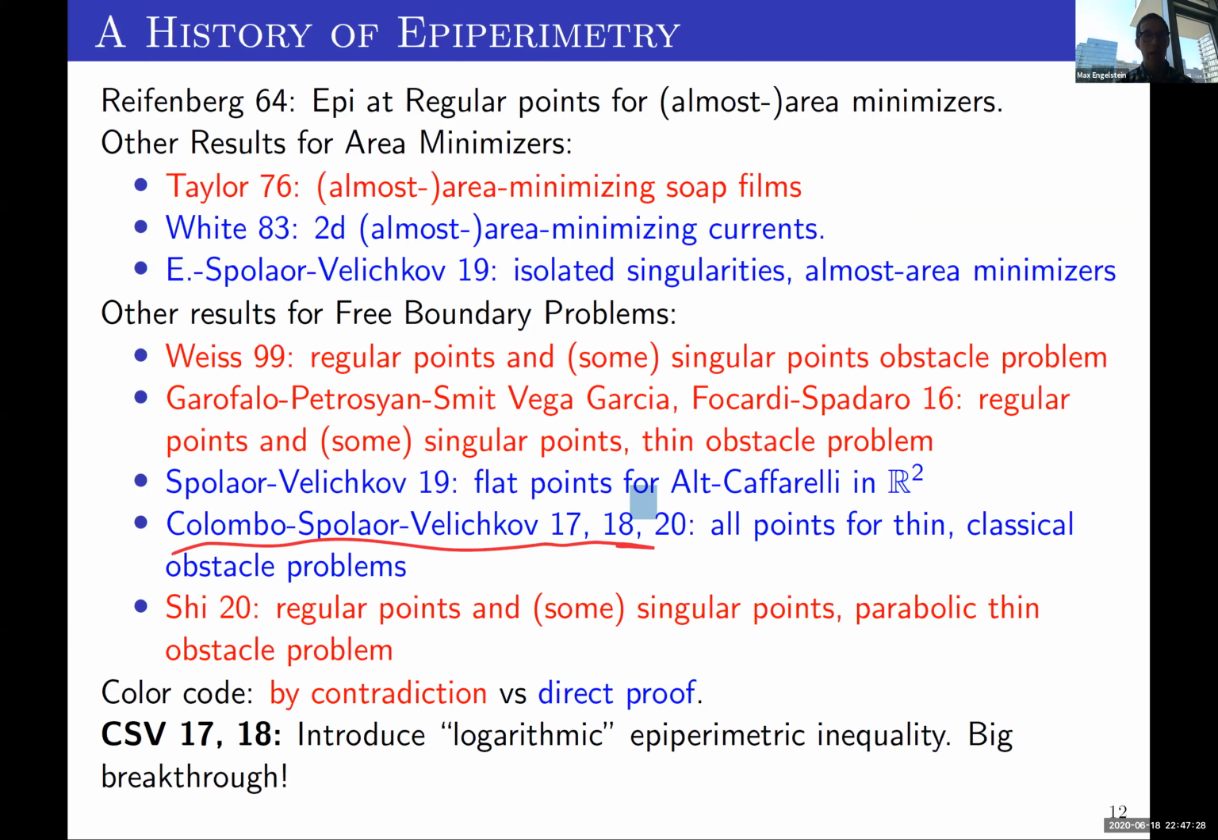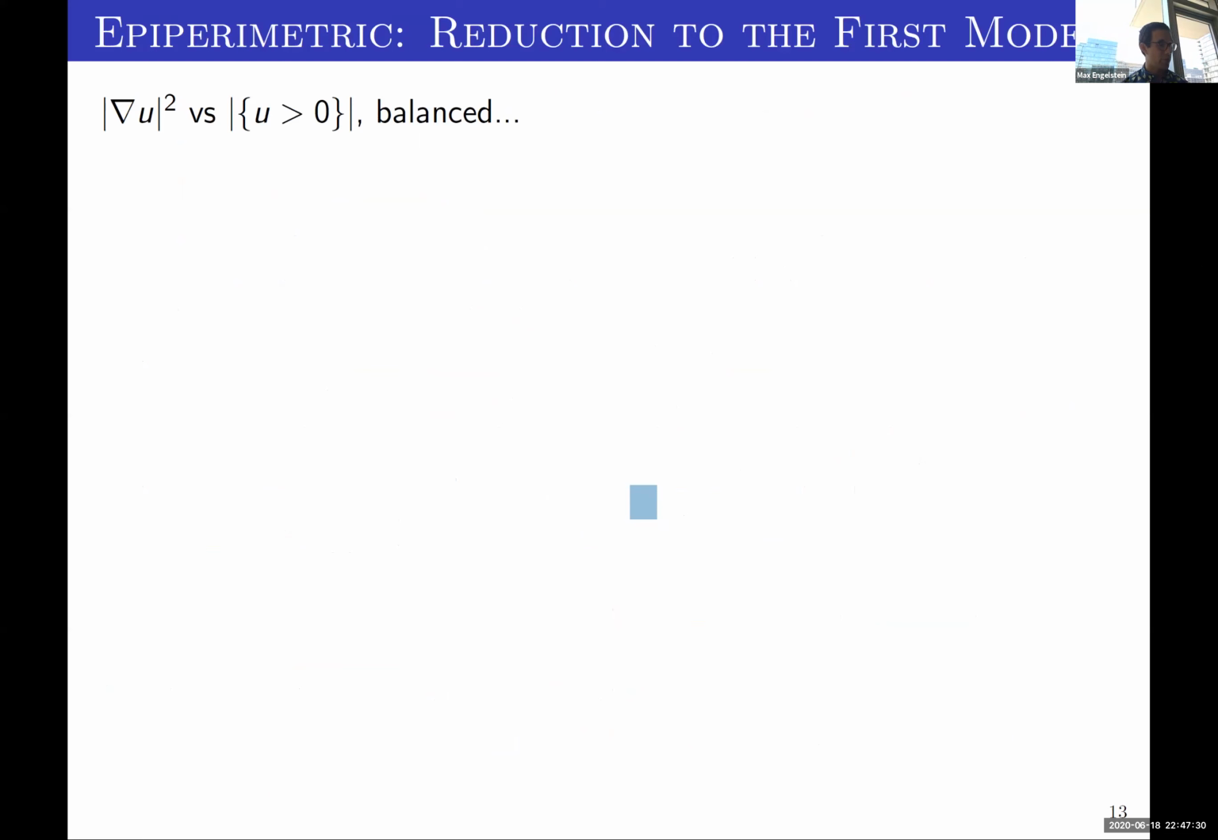Great. So maybe let me talk a little bit about the proof in the remaining 10 minutes or so. So what makes the Alt-Caffarelli function hard? There are two terms, right? The Dirichlet energy and the area.